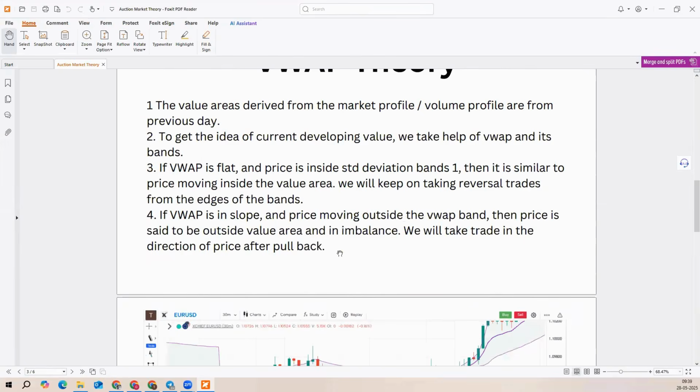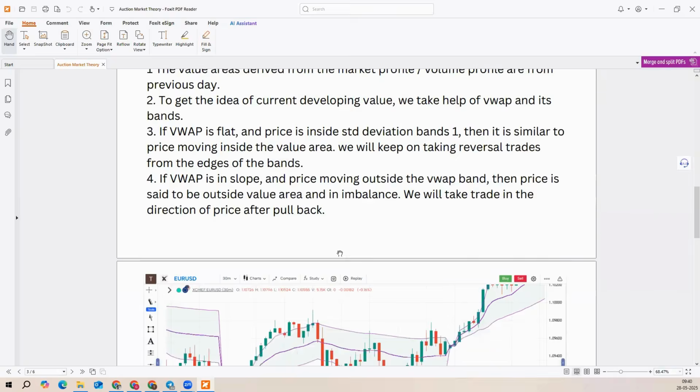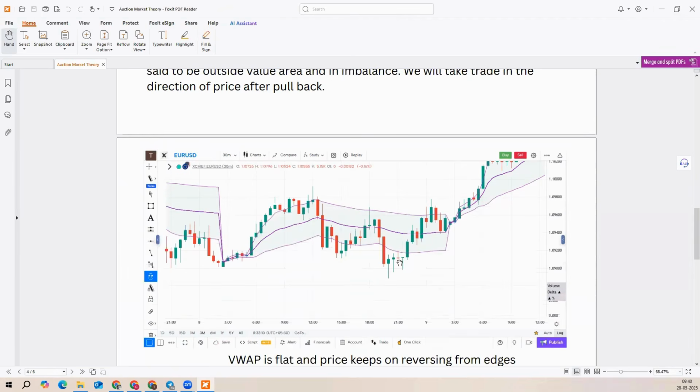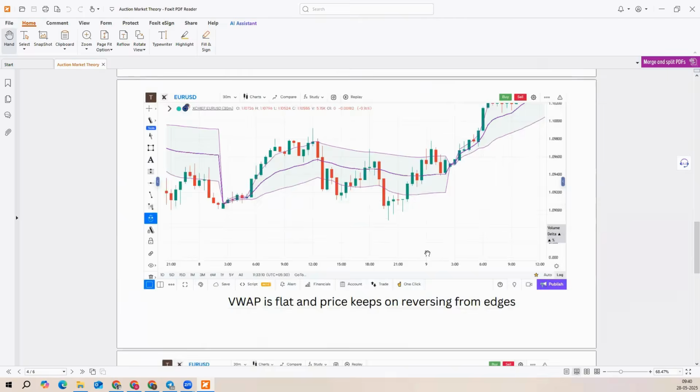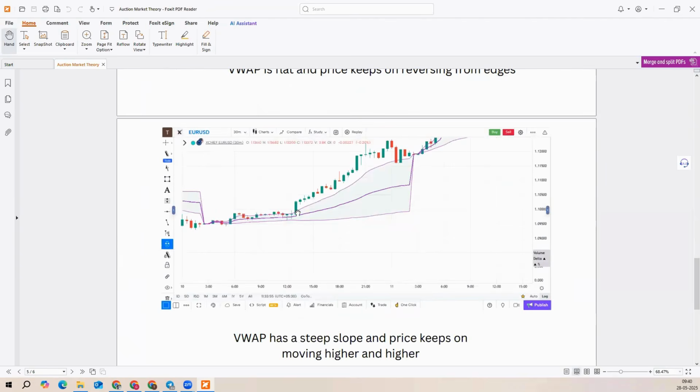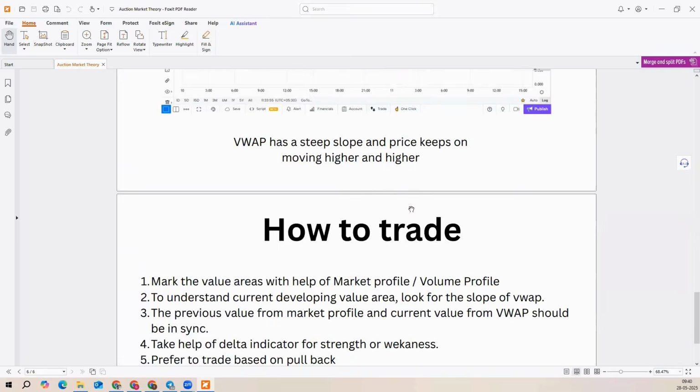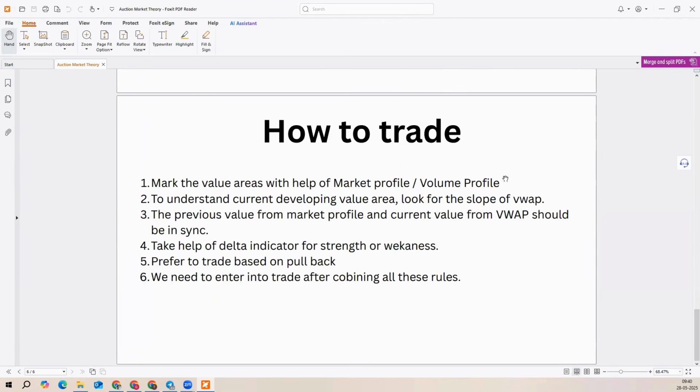VWAP theory basically helps us to find the value of the current day, because market profile is giving you value from the previous day. What happens if the VWAP is flat? It means the value is not going anywhere today, and we can keep on taking reversal trades from the edges of standard deviation 1. And if it is in slope, then we keep on taking directional trades based on a small pullback. So yes, mark your value area with the help of market profile and volume profile. To understand the current developing value, you can take the help of VWAP, then go with the strength of the delta indicator and trade based on the pullback.